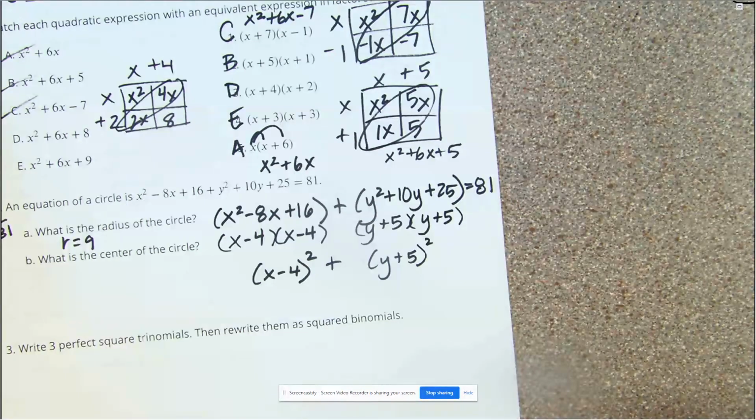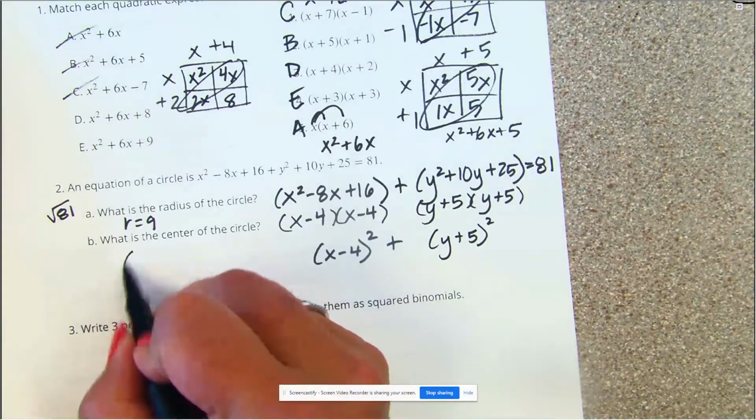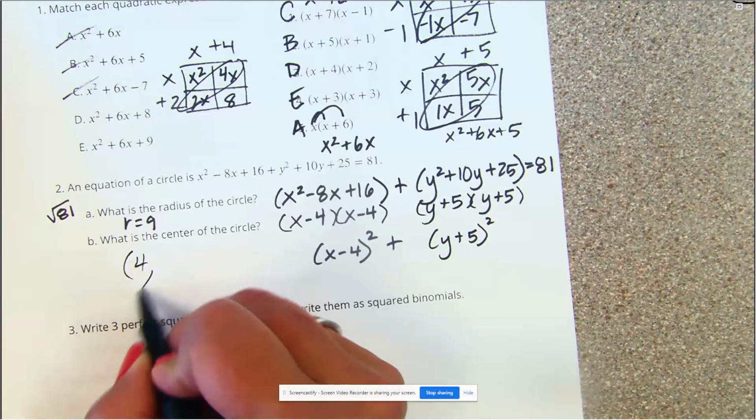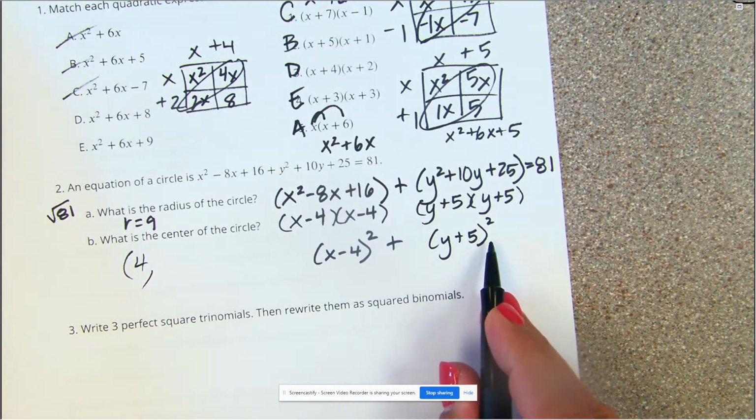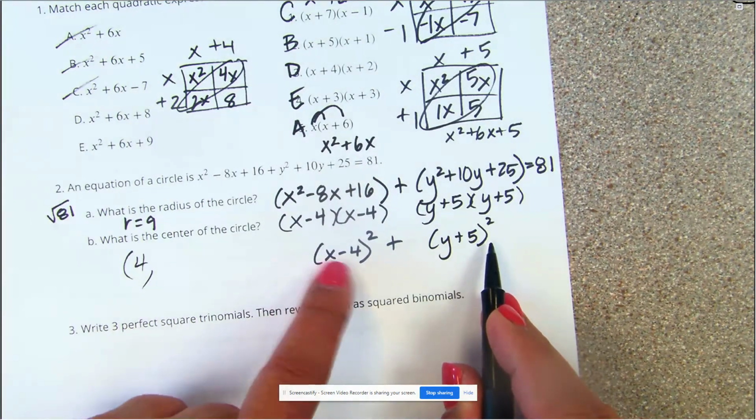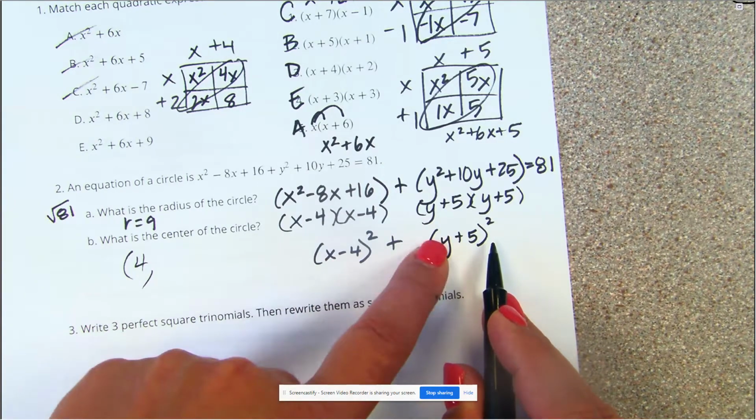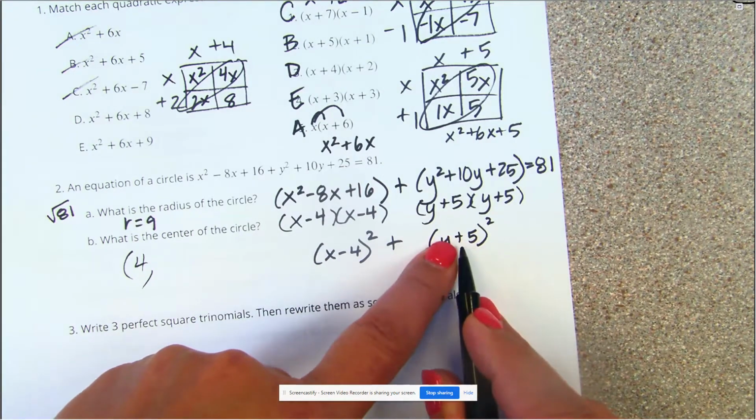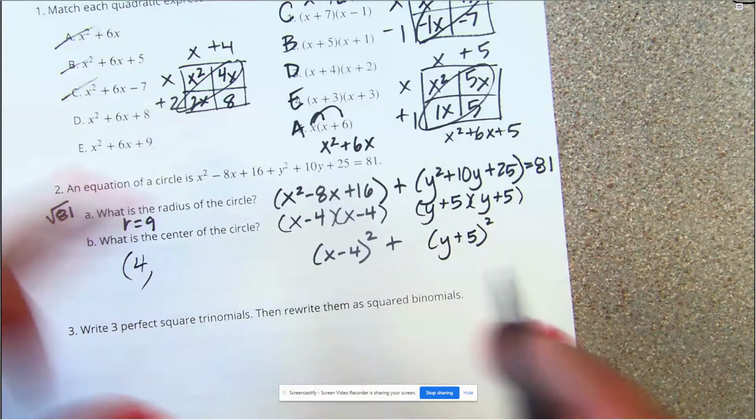So now I can see the center of the circle. The center of the circle is at 4 and then negative 5. Because remember, the formula is x minus h and y minus k. So because that's a positive, it means that 5 was negative.